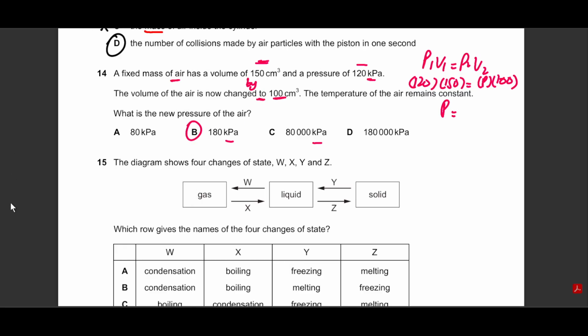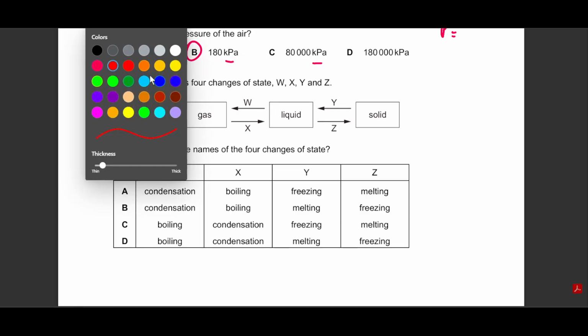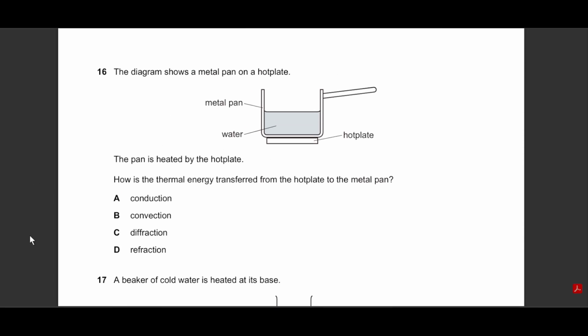Let's move on to the next question. 15. Now notice what they've done in 15. Usually what they do is that instead of gas, this is usually solid, and this is usually gas. And that's how we teach this topic in the classrooms. So be careful about this. The examiner started swapping places to confuse you even more. And it's a very easy question. It's not that big of a deal. It's not a problematic position. We just want to be familiar with these numbers and changes of states.